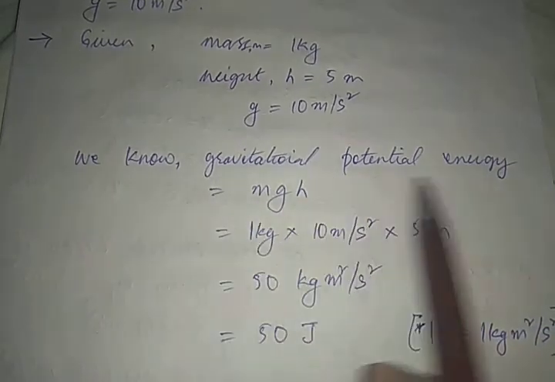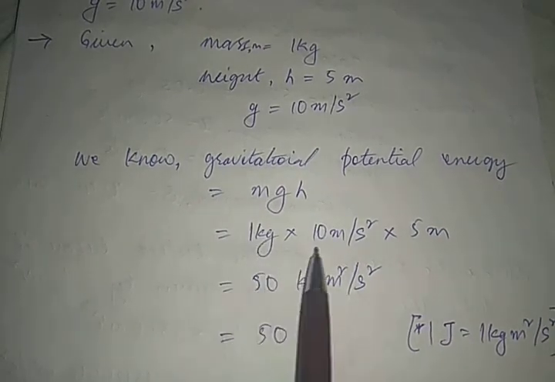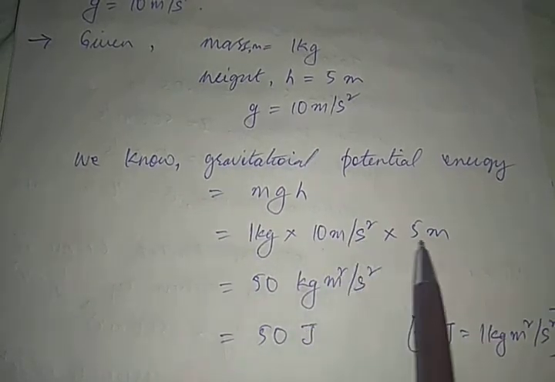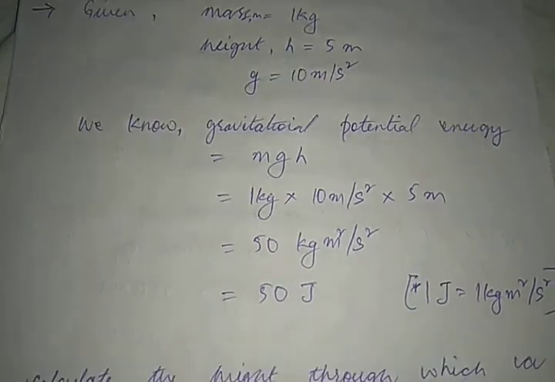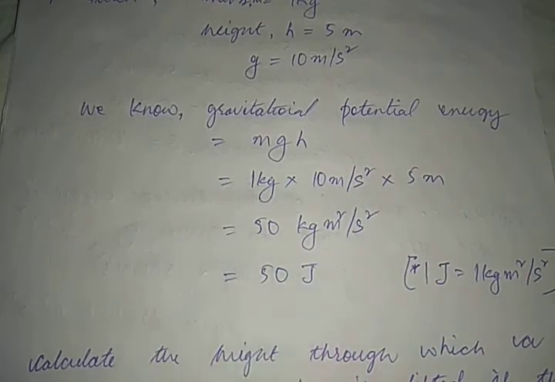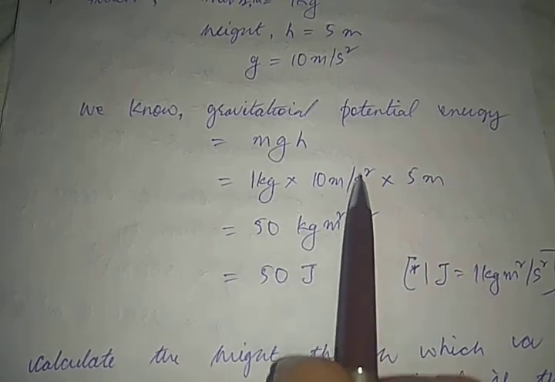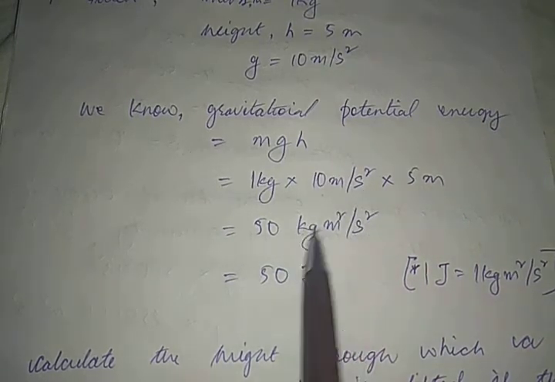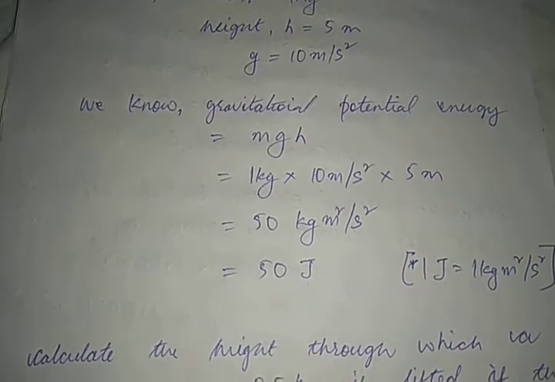So gravitational potential energy is given by mgh. So m is 1 kilogram, g is 10 meters per second squared, and height is 5 meters. So you do the mathematics, and multiplication 10 into 5 is 50, into 1 is 50, of course. So 50 into kilogram meter squared per second squared. Now kilogram meter squared per second squared is what is called joule, remember. So therefore the gravitational potential energy is 50 joules.